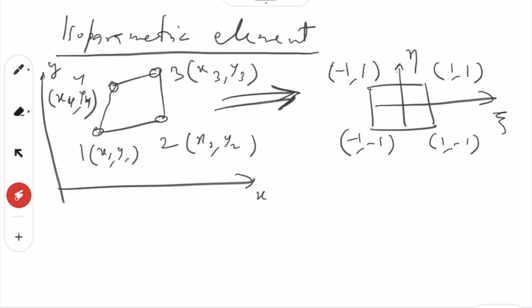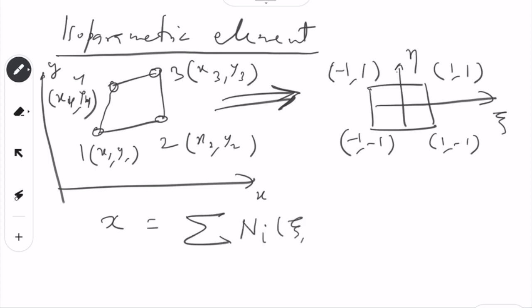Okay. Now, first of all, we know that the relationship between the two can be written in terms of the shape function itself. What is the meaning of that? The meaning is that we can write x as a function of the shape function ni, which is a function of xi and eta itself, times xi, with i equal to 1 to 4 in this case. Okay. So, what is the meaning of that? The meaning is that we can define a shape function. This is nothing but the shape function itself.